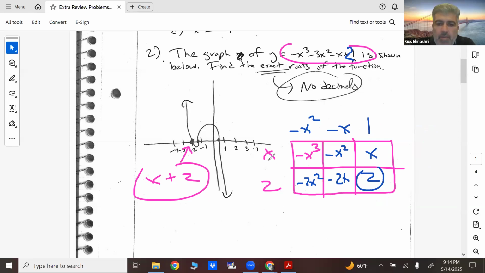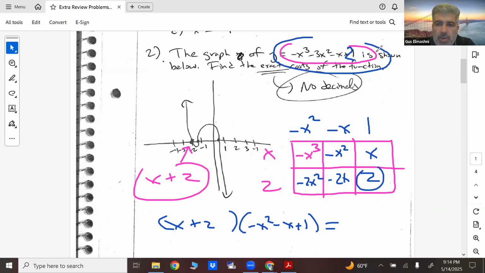So now, if you think about it, x plus 2 times negative x squared minus x plus 1 equals all this junk over here. If I were to multiply that out, as you see, x plus 2, negative x squared minus x plus 1 gets you all that junk, right? Because you combine like terms, great. So essentially what you've done, without realizing it, you've actually factored out x plus 2 using this fancy technique.